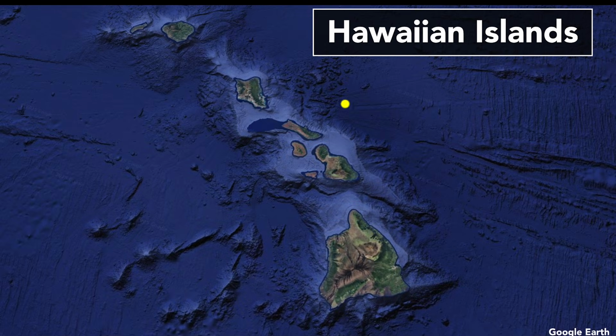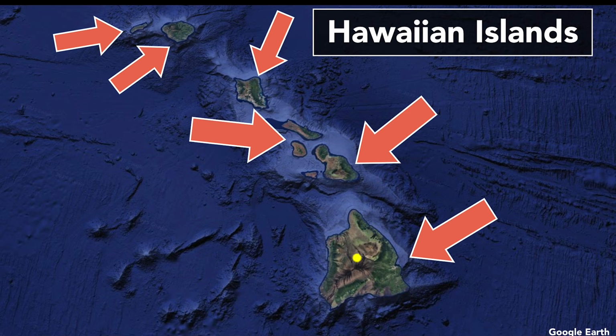But now let's talk about the Hawaiian Islands. These are also volcanic islands. But guess what? These islands are nowhere near any boundaries of the tectonic plates. So how did these volcanic islands form?